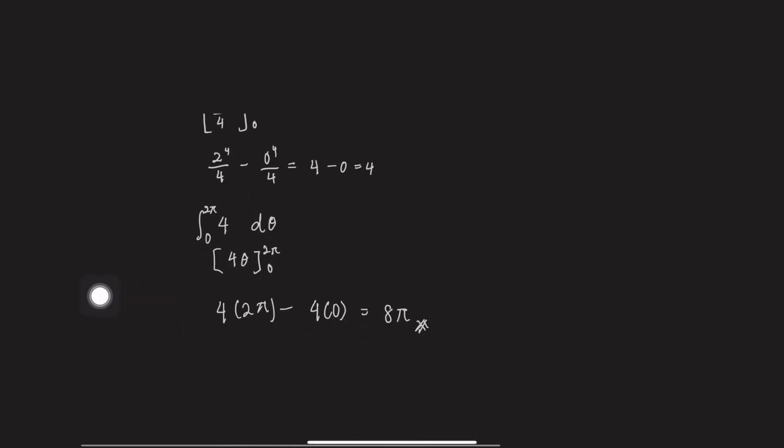And then we do the second integration, which is with respect to theta from 0 to 2 pi. We get 4 theta. And then we just plug in 2 pi and 0. We get 8 pi. So we are already done with example 1, with the correct answer, which is 8 pi. Next question.